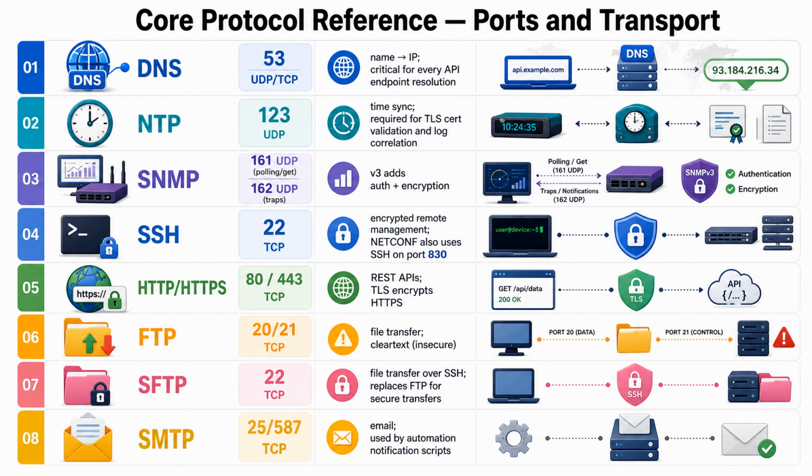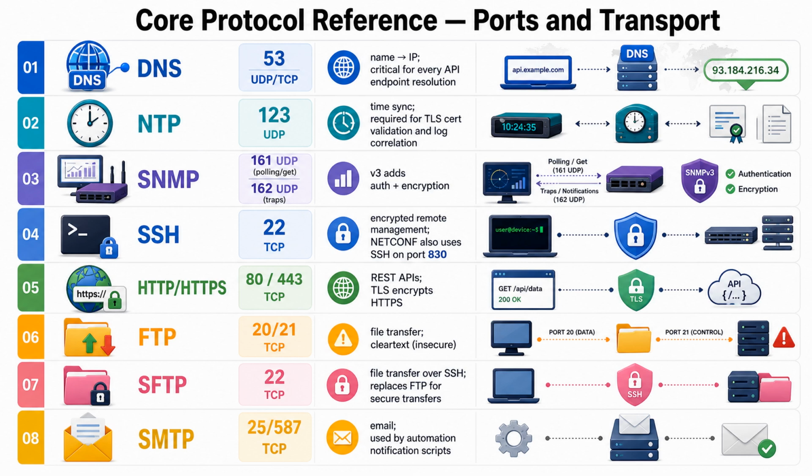DNS, Domain Name System, runs on port 53, primarily UDP, but TCP for responses that exceed 512 bytes, or for zone transfers. Every single API call your Python script makes begins with a DNS lookup to resolve the host name, like devicesinbox.cisco.com, to an IP address. If DNS is broken, nothing else works. Your requests.get call will time out before it even sends a packet to the target device.